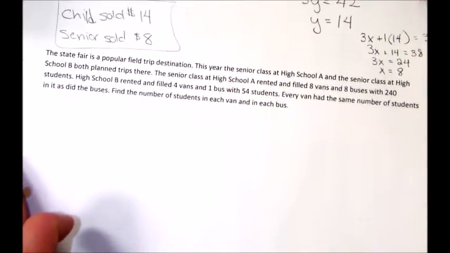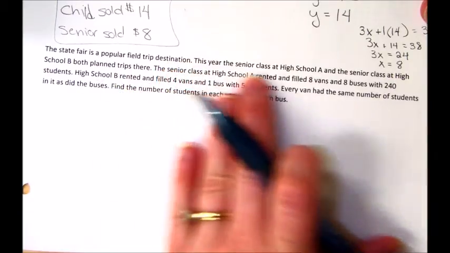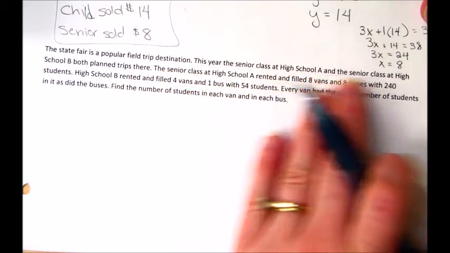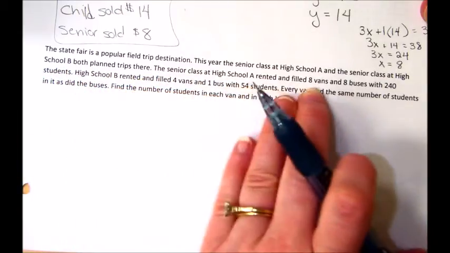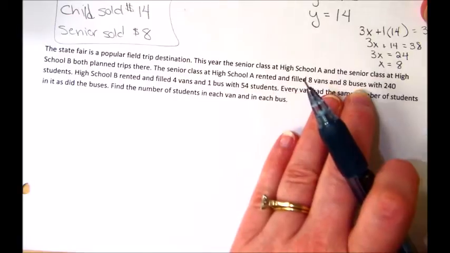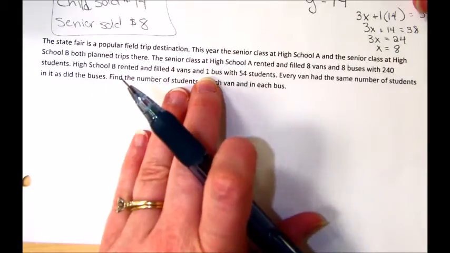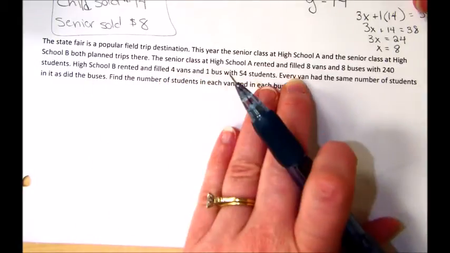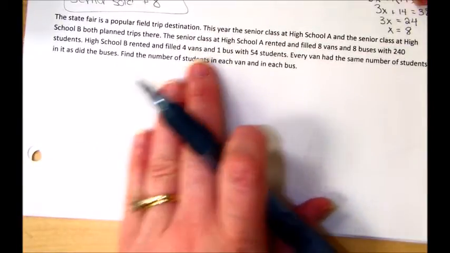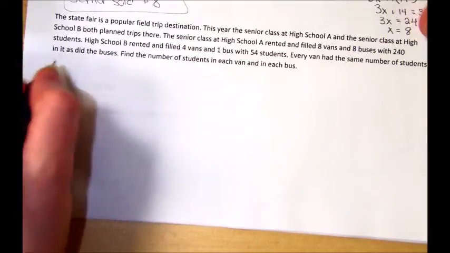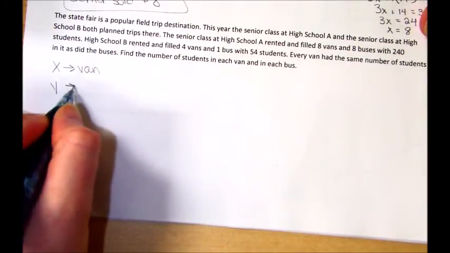Last one, same type of problem. The state fair is a popular field trip destination. This year, the senior class at high school A and the senior class at high school B both went there. The senior class at A rented and filled 8 vans, 8 buses with 240 students. High school B rented 4 vans, 1 bus with 54 students. Every van had the same number as did the buses. Find the number of students in each van and each bus. So I'll make X a van. I'll make Y a bus.